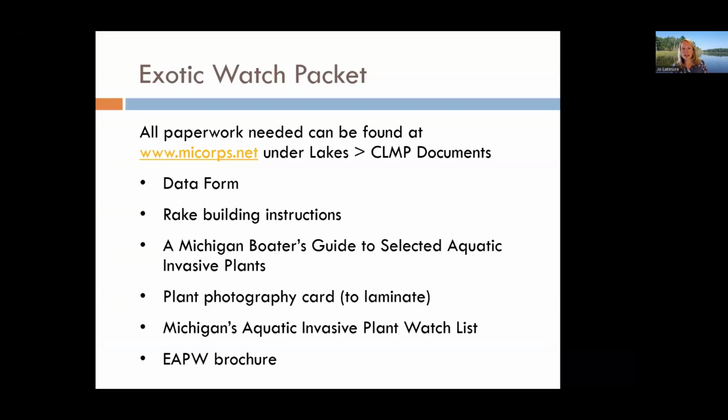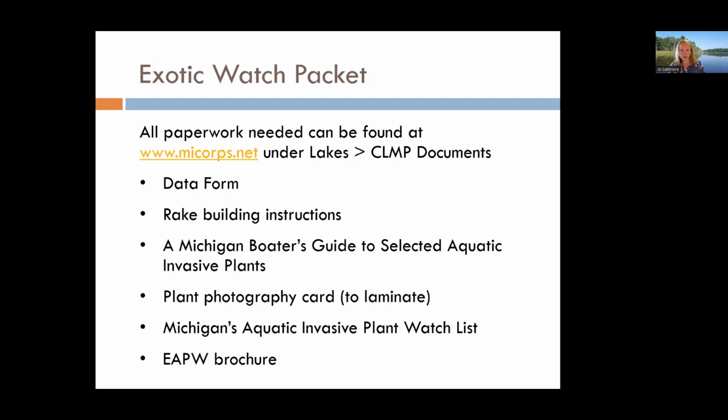So in the paperwork that you receive from us, you should get a number of things. And some of that is also available. You can download them from our website. If you don't have a copy or if you want extra copies, you can get them there. So there's a data form, just like everything else. There's instructions on how to build your sampling rake, which I'll show you in a minute. There's a copy of that book that Eric showed at the beginning. It's a spiral bound book called The Michigan Boater's Guide to Selected Invasive Plants, Aquatic Invasive Plants.